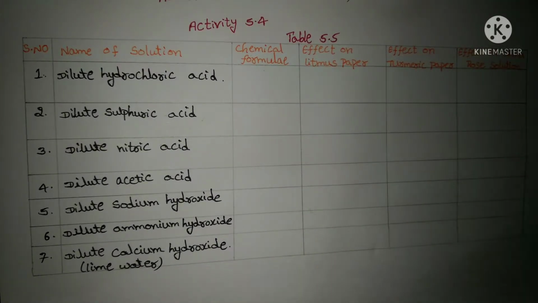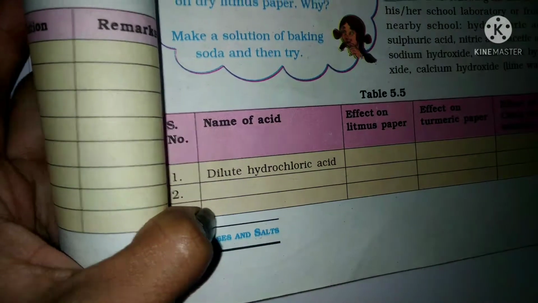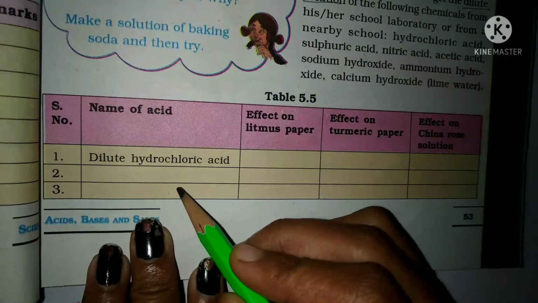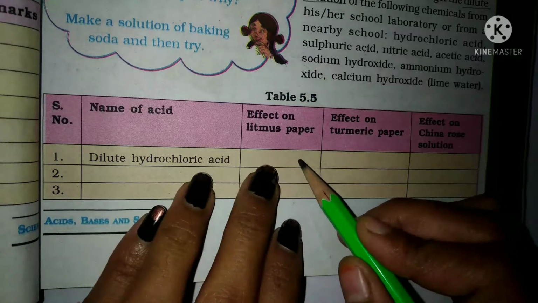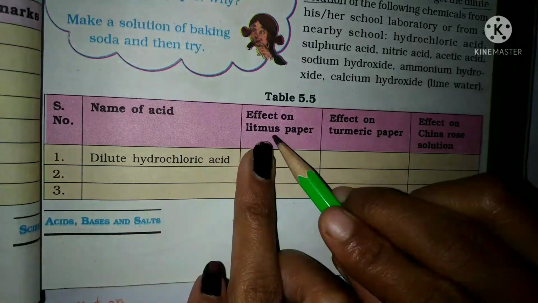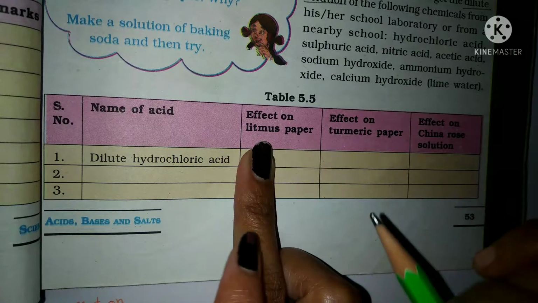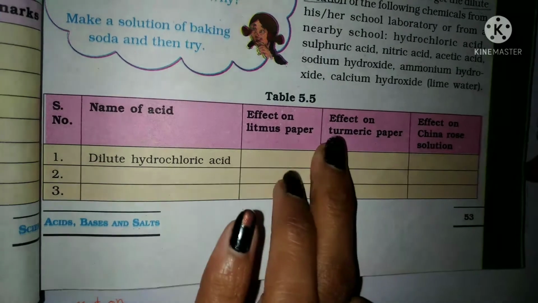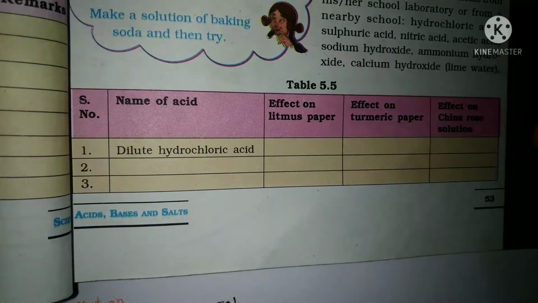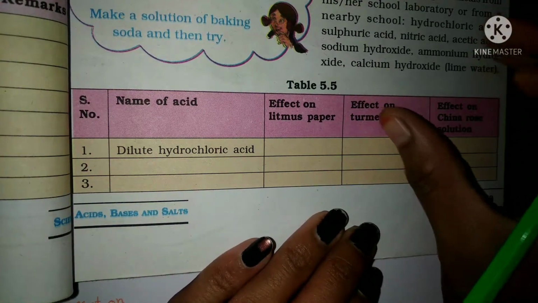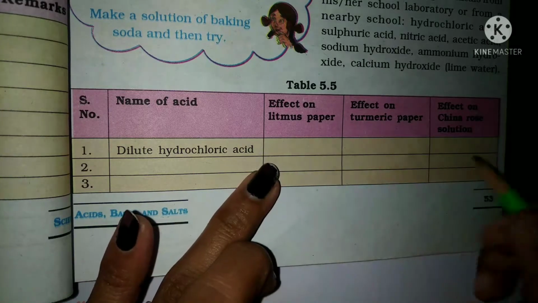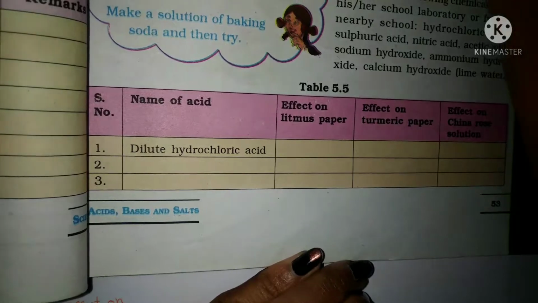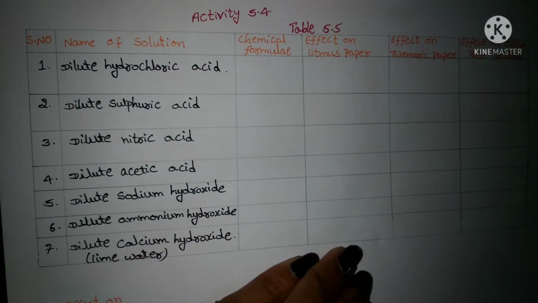He has given another table also, table 5.5. On this table, for these dilute solutions, what is the effect on the indicators? On litmus indicator, what is the effect? On turmeric indicator, what is the effect? On China rose indicator, what is the effect? In your laboratory you have to perform all these tests and find the effect on these indicators. Actually he has not given the answers in your textbook also, so about this I am explaining now.